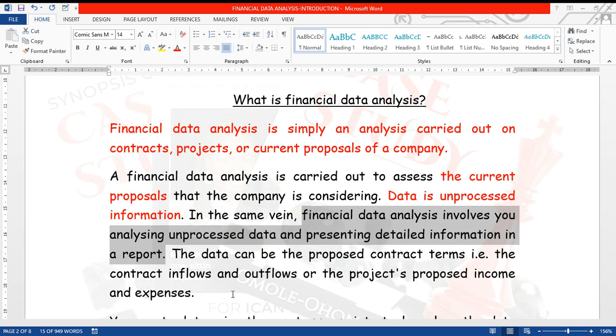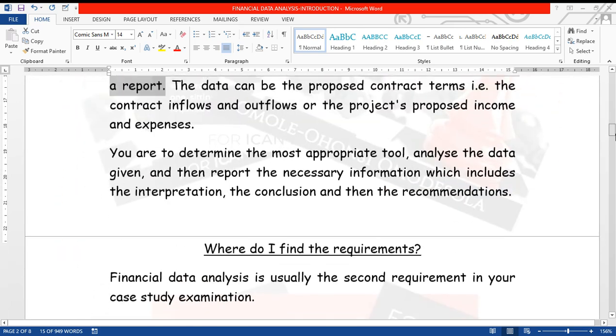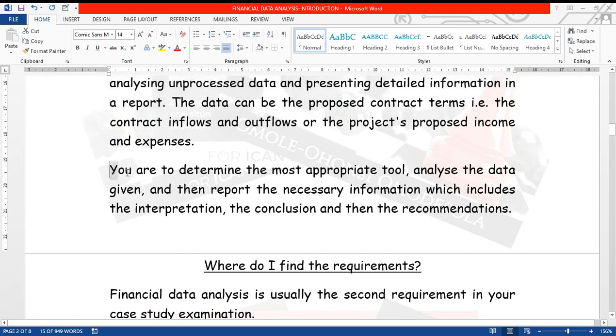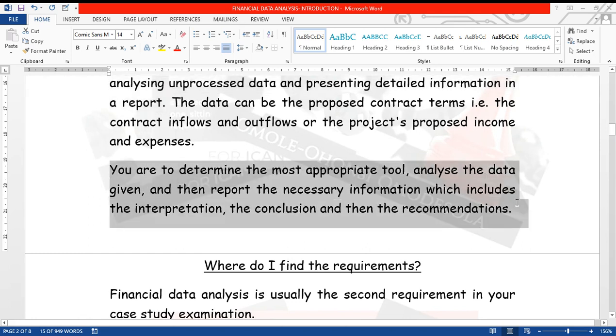So now, financial data analysis involves analyzing that financial data so that it is no longer just financial data. It becomes what? Financial information in that sense. Do you understand? It becomes information, a processed data. The data can be the proposed contract terms, that's the inflow, outflow, the proposed project income and expenses. So you are analyzing the financial data. You have to determine the most appropriate tool, analyze the data given, and then report the necessary information, which includes interpretation, conclusions, and then recommendations. So that's basically what you are doing in financial data analysis.